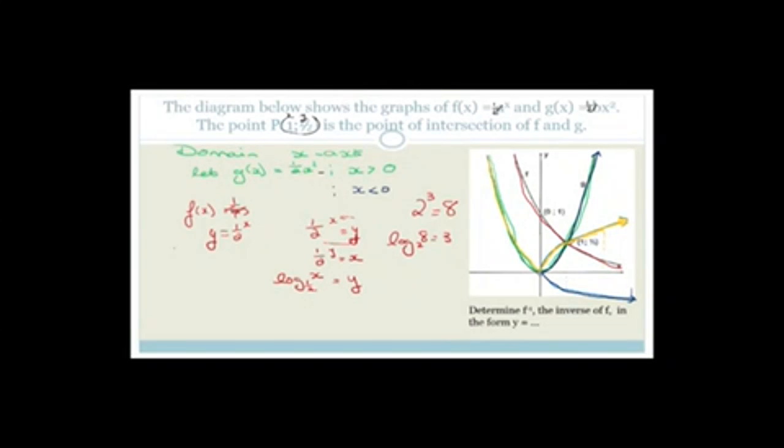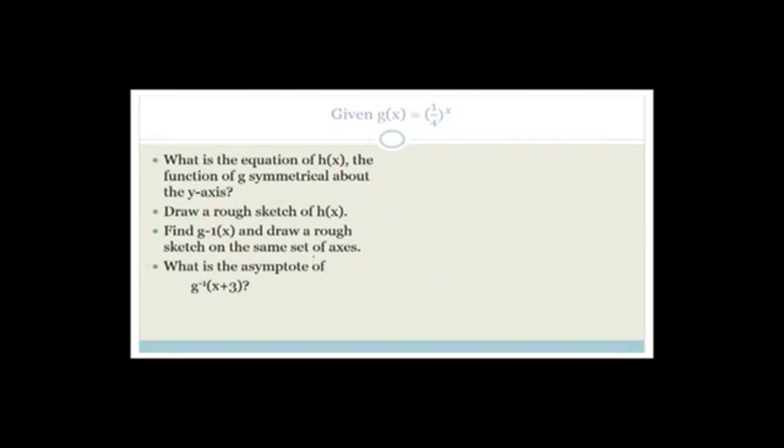No, it is right. There you go. Half log x base a half equals y. There you go. Moving on.